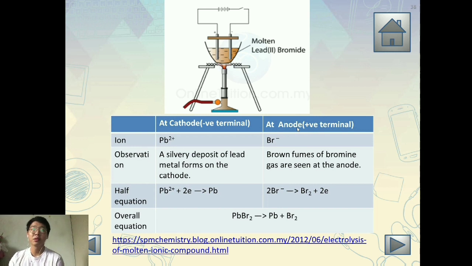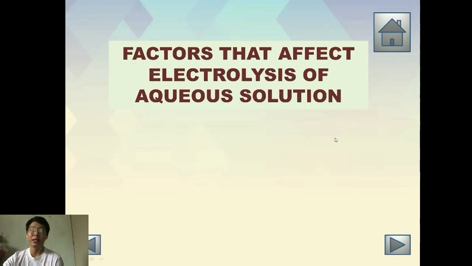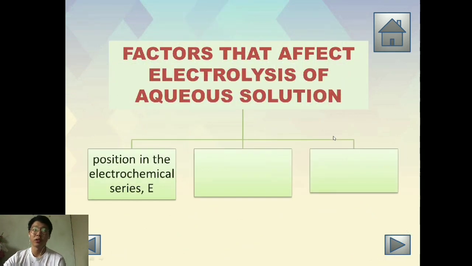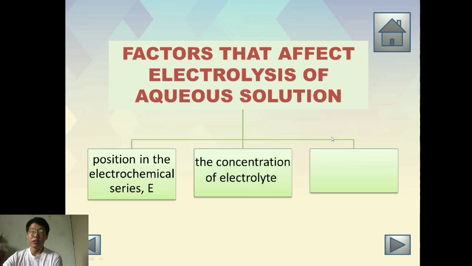After that, we need to add the half equations together, and summarize, simplify, and write the overall equation. And the next slide is about the factors affecting the electrolysis of aqueous solution. First is the position in the electrochemical series. Next is the concentration of the electrolyte, and the third one is the type of electrode.